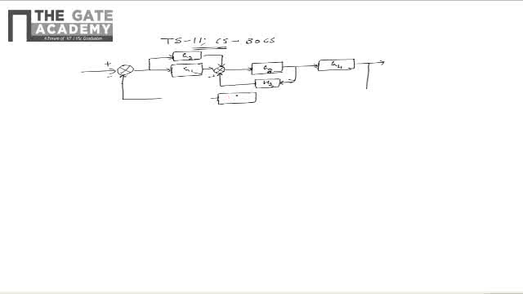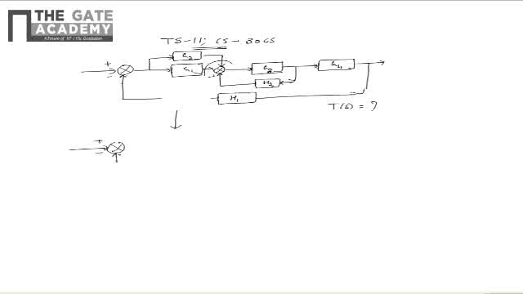The overall control system has a feedback path of transfer function H1. We need to find the overall transfer function T of S of this control system. From the given block diagram, we see that the block diagram can be simplified as shown.